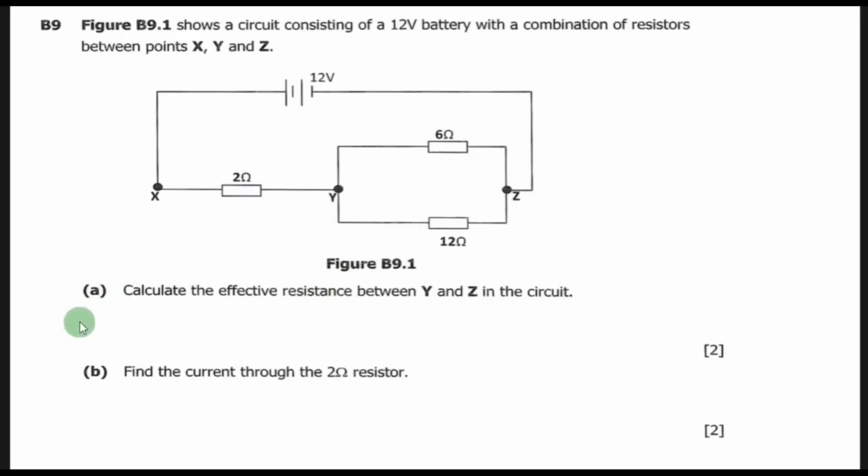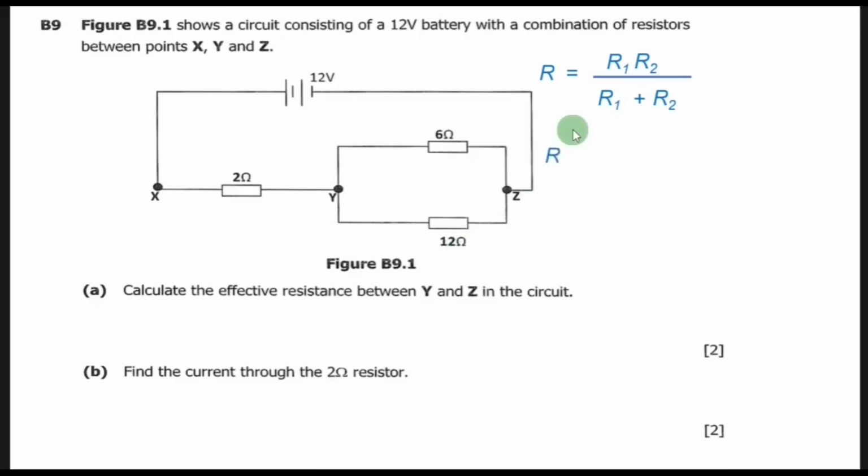All right, this question says calculate the effective resistance between Y and Z in the circuit. The word effective resistance actually means total resistance between Y and Z. The resistors between Y and Z are in parallel. So how do we find the total resistance for resistors in parallel? We use this formula: total resistance is equal to resistor 1 times resistor 2 over resistor 1 plus resistor 2. That is a formula for finding total resistance.